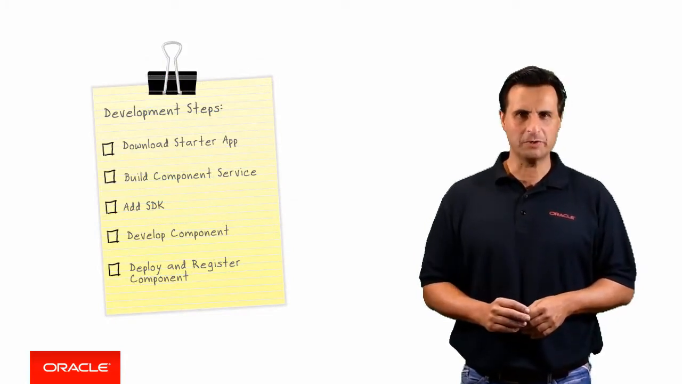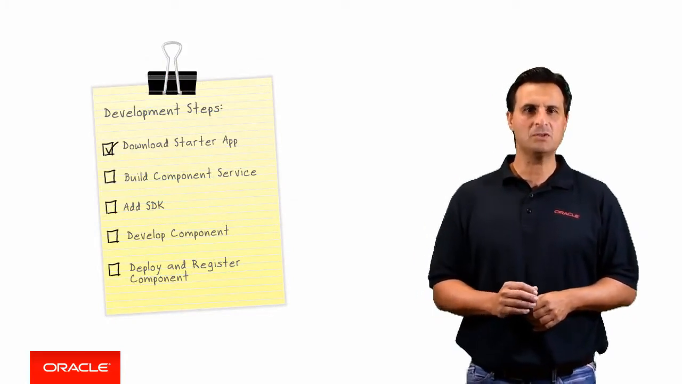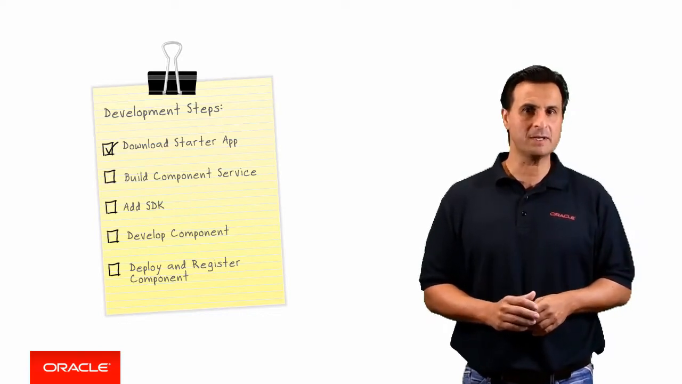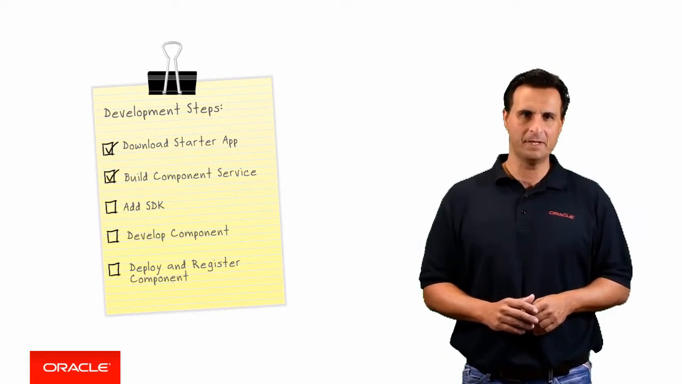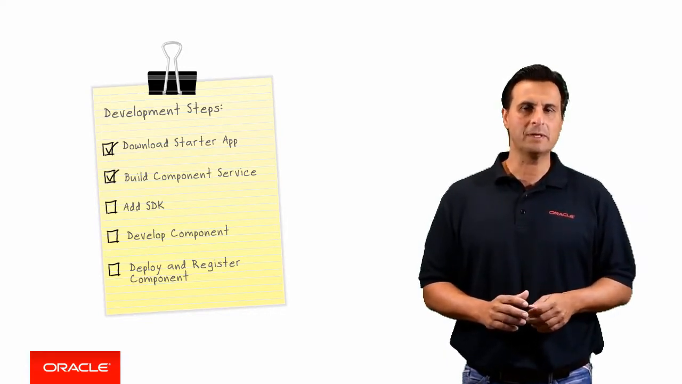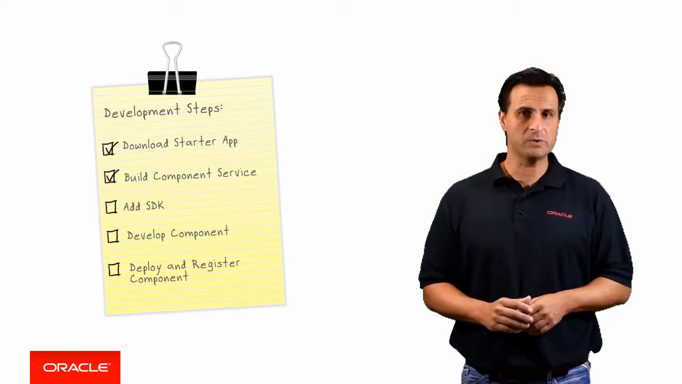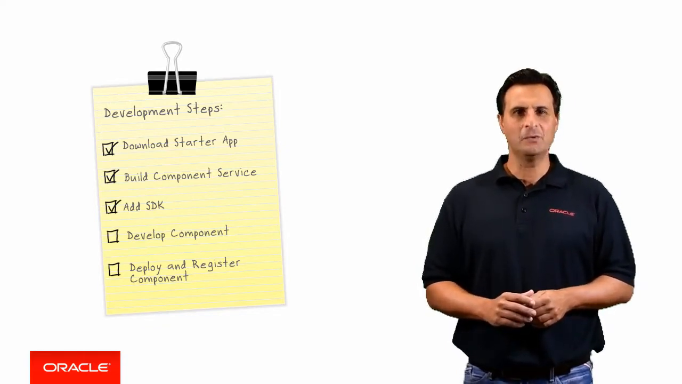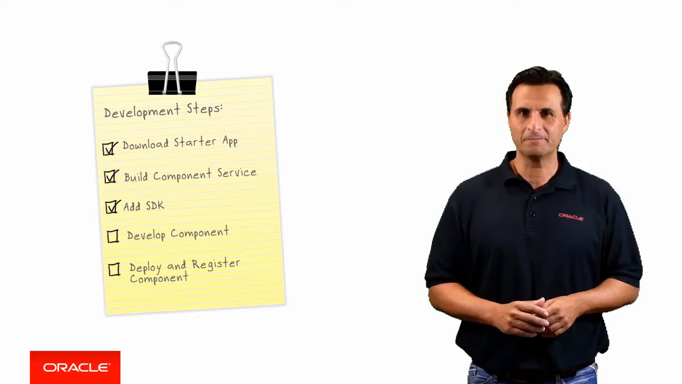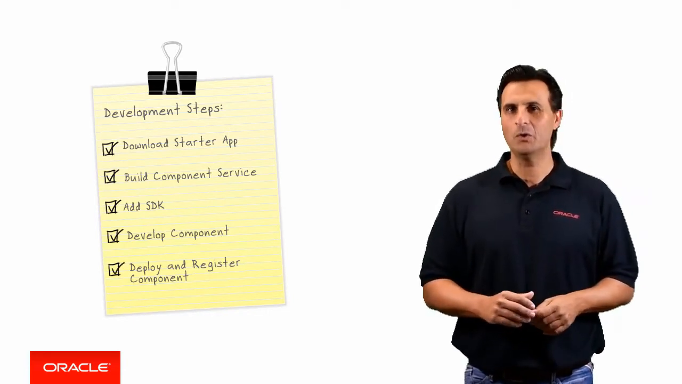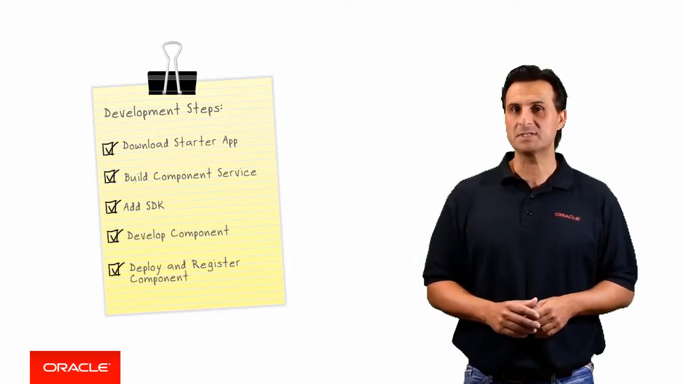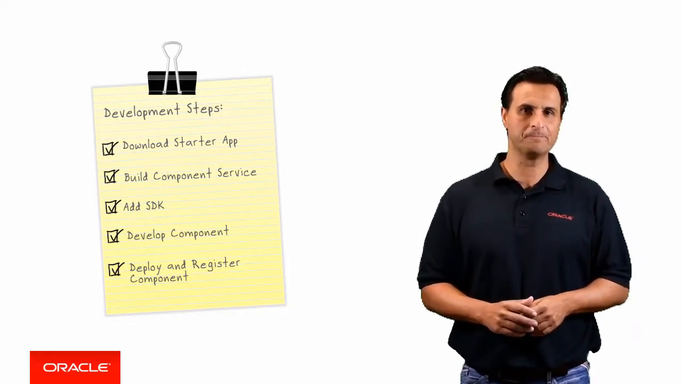So here's our to-do list. First off, we need to download the Mobile Cloud Enterprise starter application, which in the interest of time for this video I already did. And then we create the Oracle Mobile Cloud Enterprise Custom API as the component service. Next, we need to add the SDK to our project. Then we develop the custom component, and finally we deploy our component and register it with Oracle Intelligent Bots. Now, with this, let's start our development journey with creating the component service.